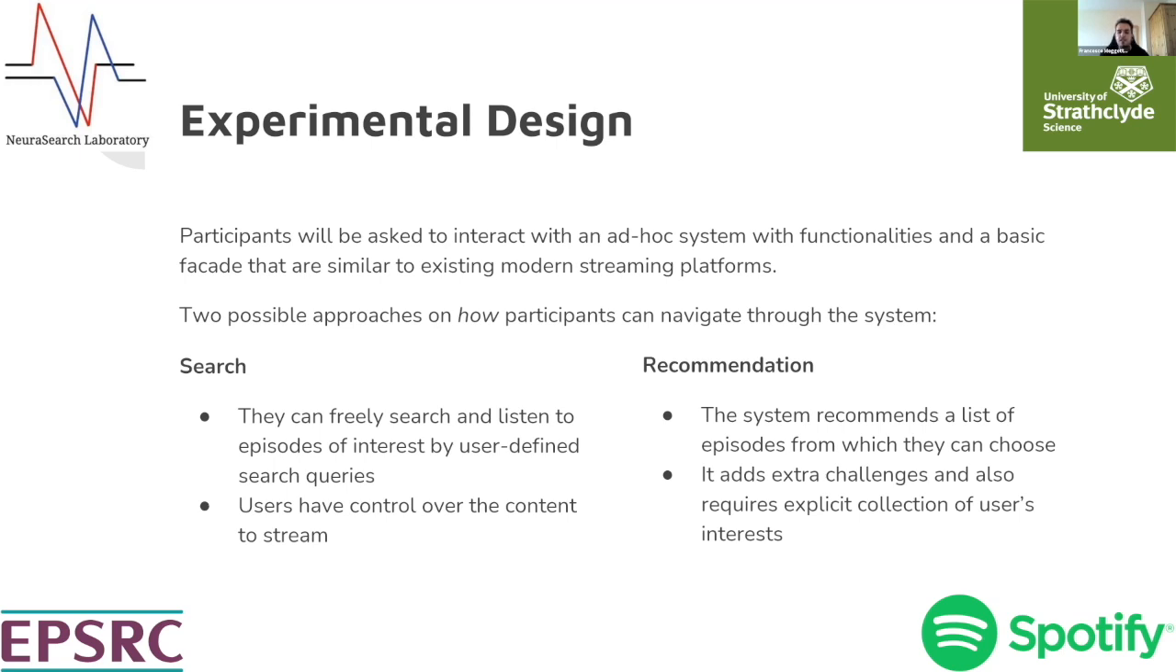In the second case, the recommendation, we need a built-in recommender system that recommends a list of episodes from which the users can then choose. However, this adds extra challenges to the already many of building this collection. And also it requires explicit collection of users' interests. However, this can be done by a questionnaire prior to the experiment start.